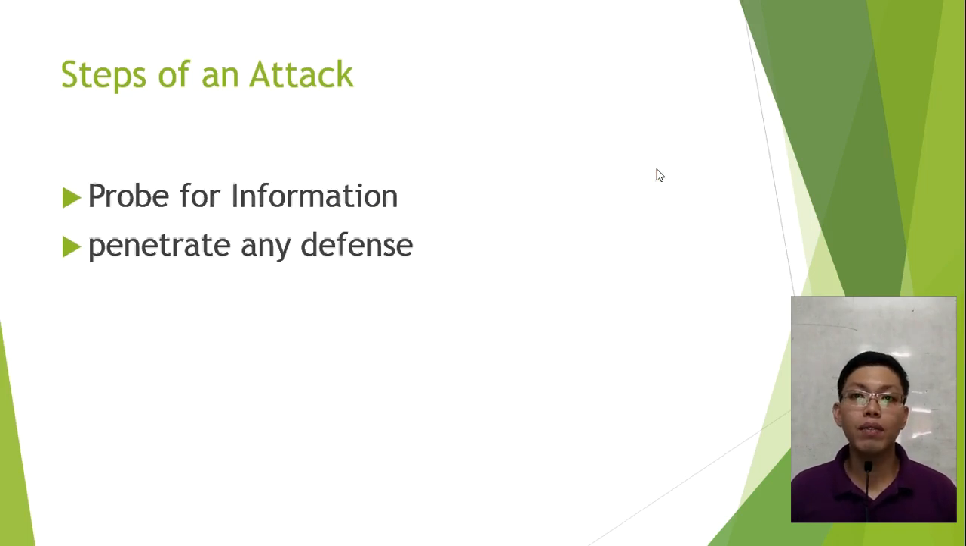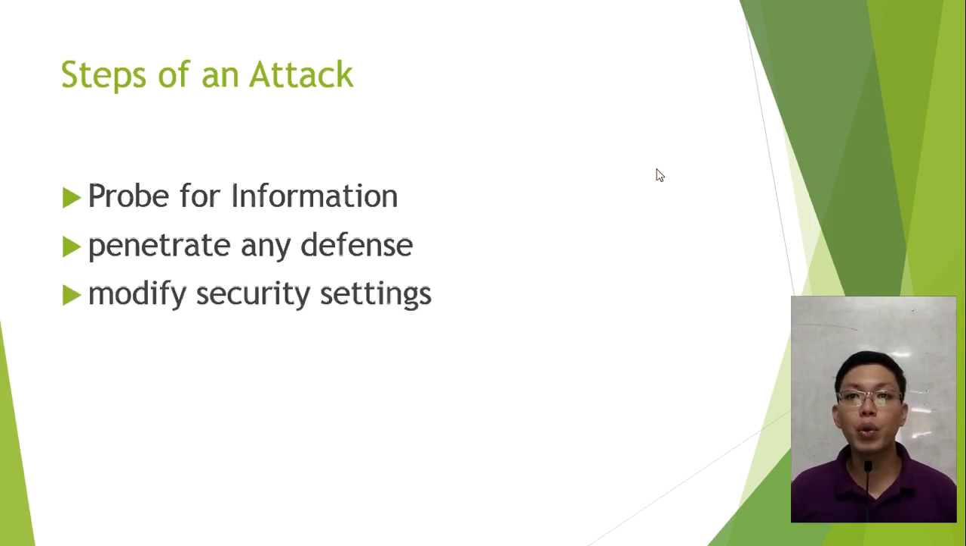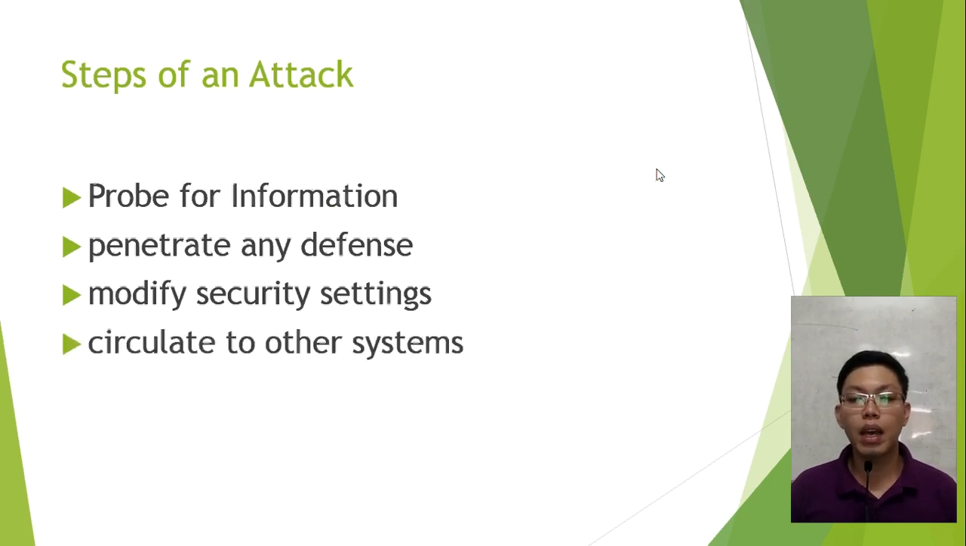That's why we need to have strong security against these attacks, to prevent them before they can take any unwanted actions. The third step of an attack is to modify your security settings. Changing your security settings enables them to do actions freely because they are starting to control your computer. The fourth step is to circulate to other systems. Having some control or privilege on your computer will enable the attacker to spread to other networks or computers.